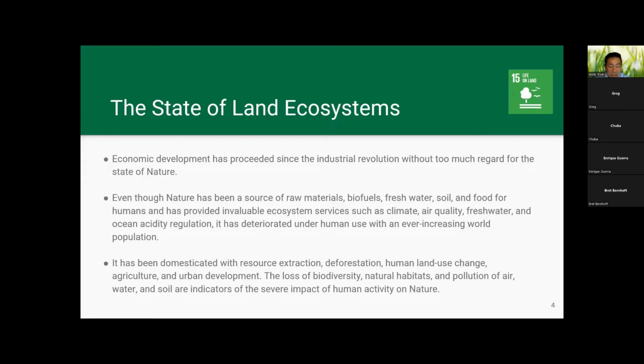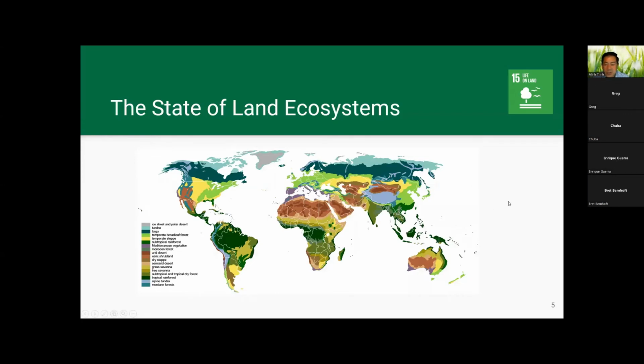Nature has been domesticated with resource extraction, deforestation, human land use change, agriculture, and urban development. It has resulted in loss of biodiversity, natural habitats, air pollution, water pollution, and soil pollution. They all show a severe impact of our activities on nature. This is just a picture of all the types of land that you can find. It's very diverse, but all of them are impacted.